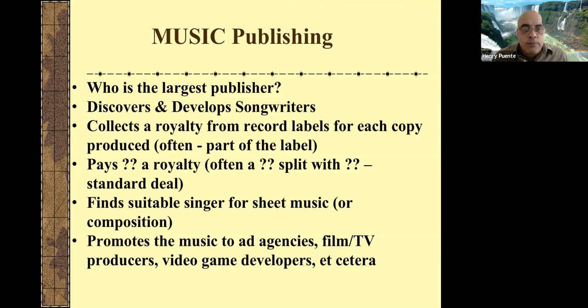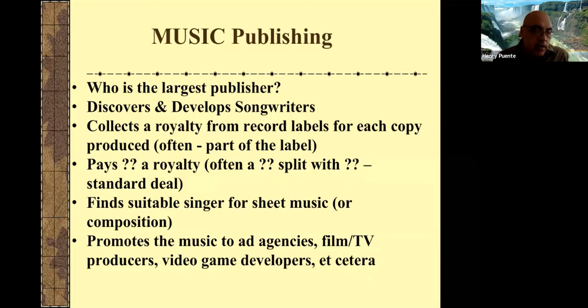So again, publishing collects a royalty from the record labels for each copy produced. They also pay a composer and songwriter a royalty, often a 50-50 split with the publisher. So the publisher and the songwriter split the revenue 50-50. That's usually the standard deal between a songwriter and a publisher.